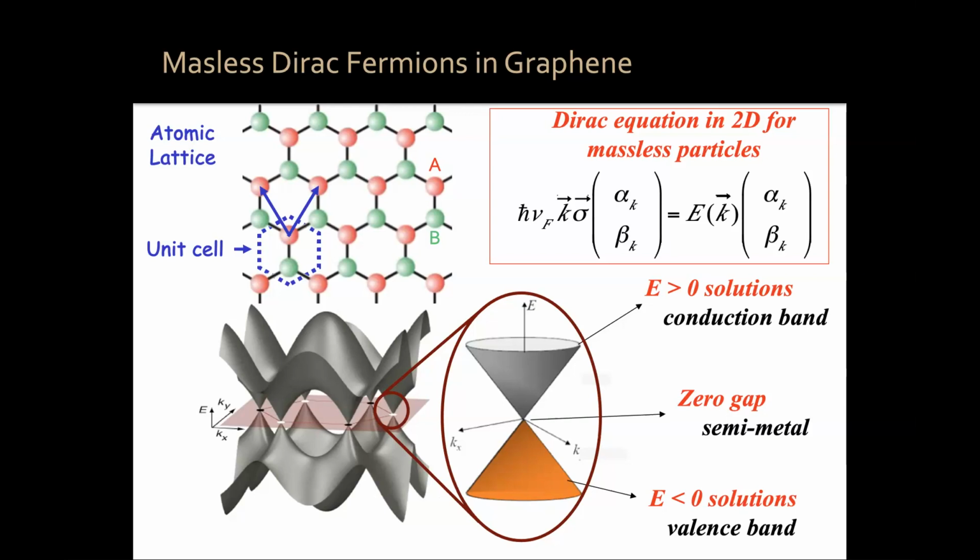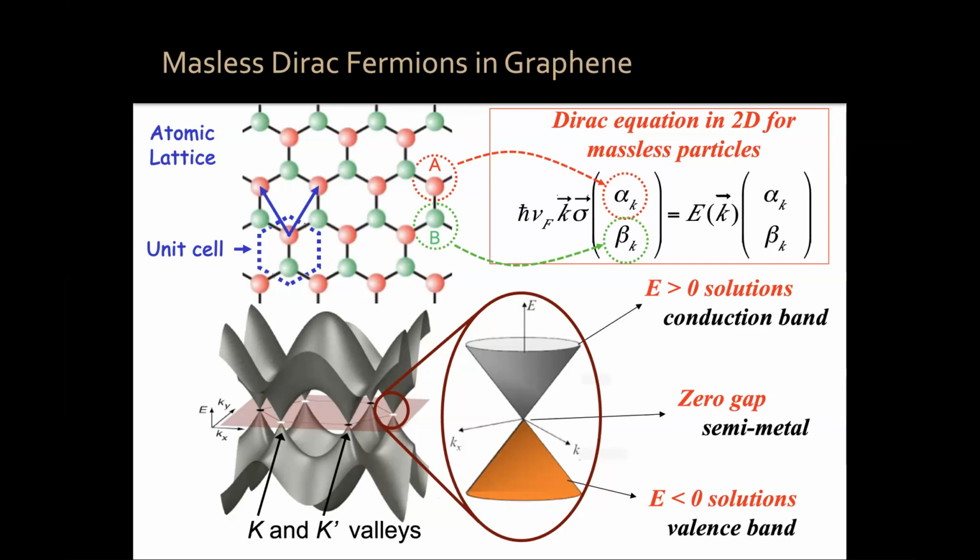Here is a pseudospinor which tells you whether the weight of the electron wave function is on the A type of atom or on the B type of atom. Okay? Now, the only other thing that I want you to know about electrons in graphene is that we have two inequivalent double Dirac cones, which we call valleys. We have two of them. We call them the K and K prime valleys.